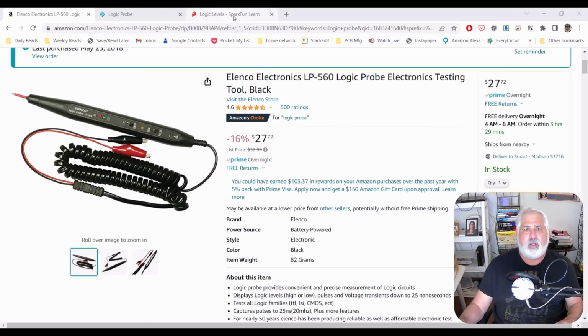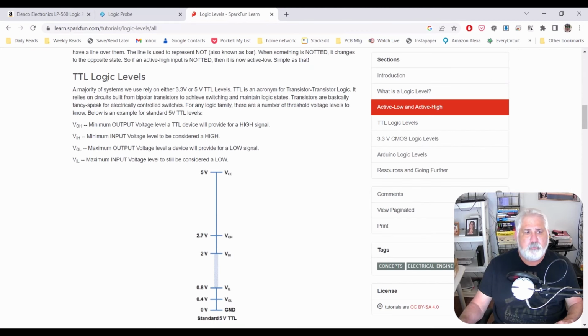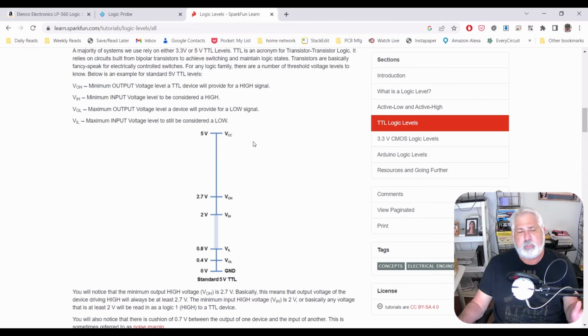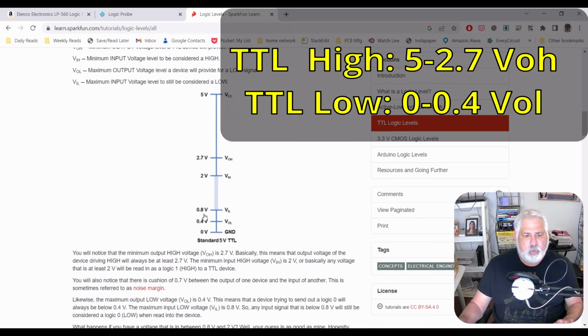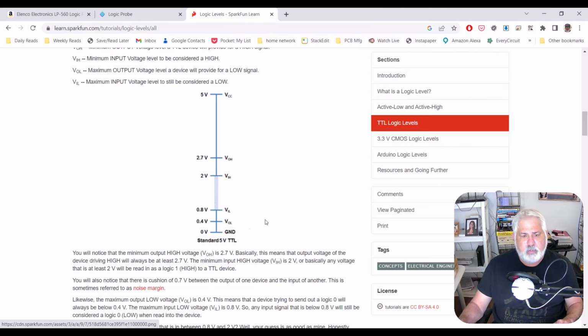Let's take a look real quick at logic levels on the SparkFun page. TTL logic levels, you can kind of see when someone mentions TTL to you, think 5 volts. And basically what you're looking at here is a high, voltage high, between 2.7 volts and 5 volts. So when you set that switch on the logic probe, you're telling it, hey, this is what I'm looking at. So this is the window that represents a high, and this is the window that represents a low. So you can kind of see a low voltage, 0.8 to 0.